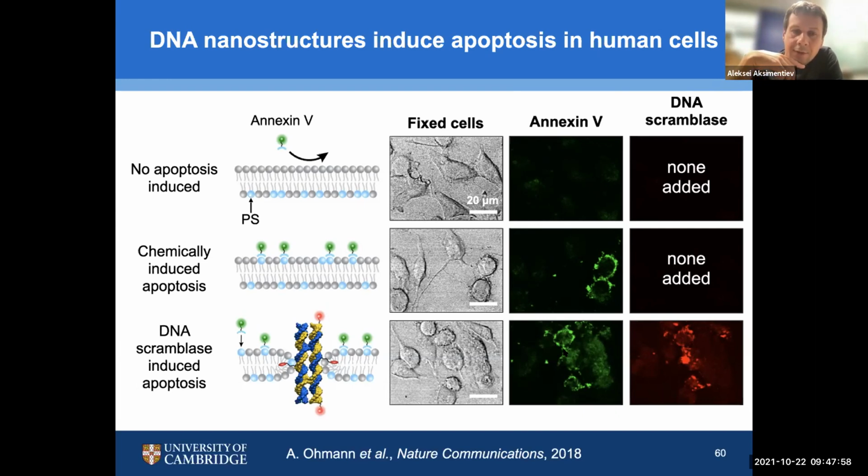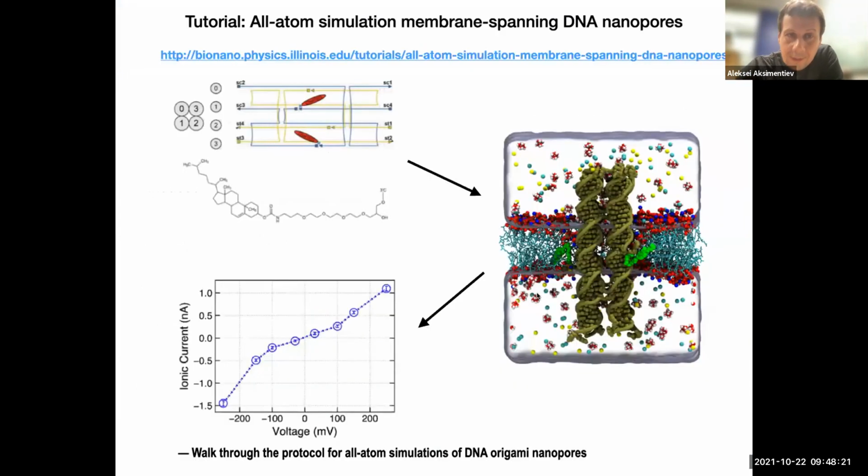And one other thing that we need to do before we can use it for therapeutics is to make those scrambling switchable, ideally photoswitchable, so you can not only target them to the cell type that you are interested in, but also localize switching by, say, UV light or something like that. So if you are interested in modeling DNA nanopores, we have a tutorial for you.